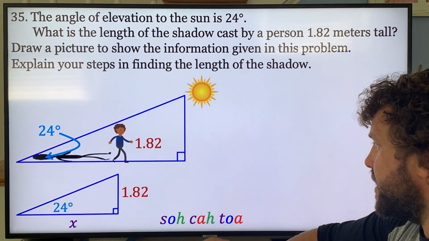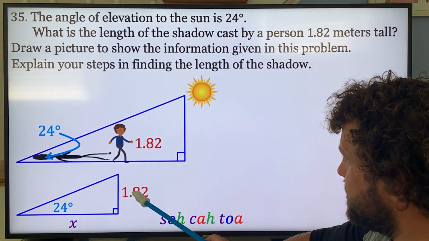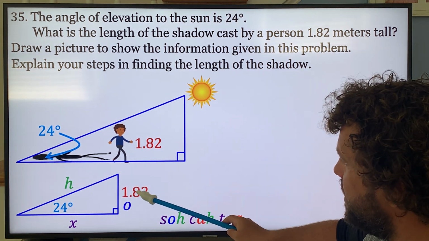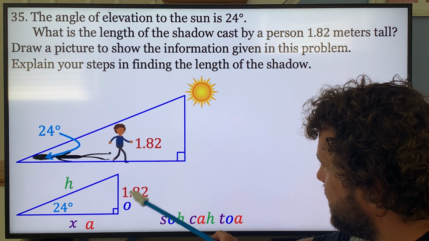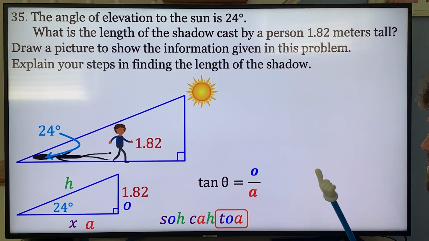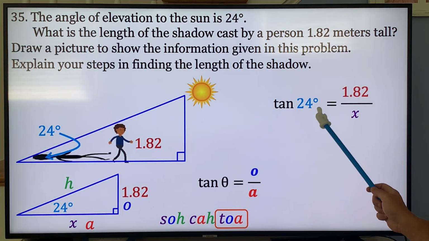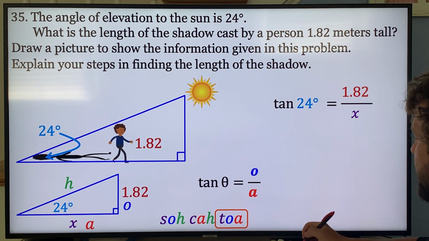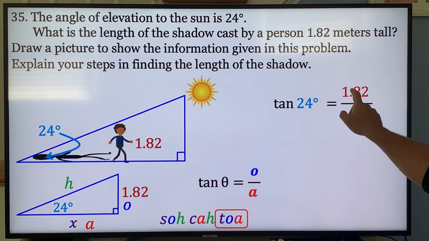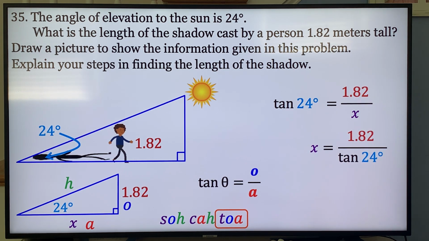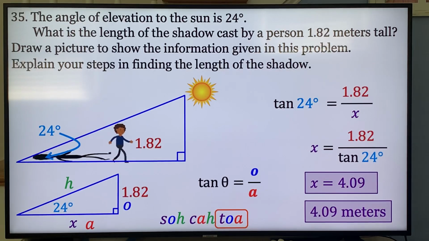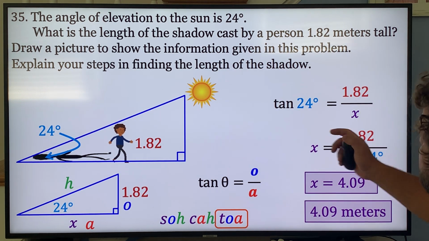Now, what trig function do I use? This is hypotenuse, opposite, and adjacent. Opposite over adjacent is tangent. Here we go. Tangent 24 equals 1.82 over x. X equals 1.82 divided by tan 24. 1.82 divided by tan 24 is 4.09, or about 4.09 meters.